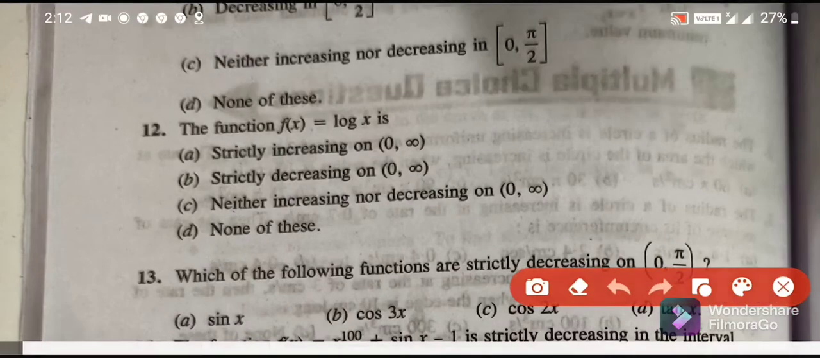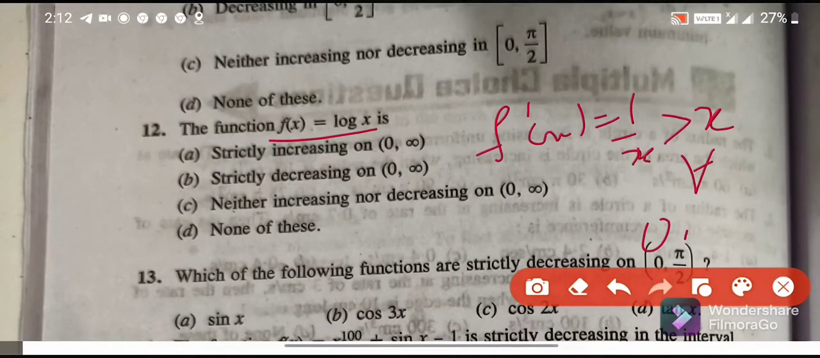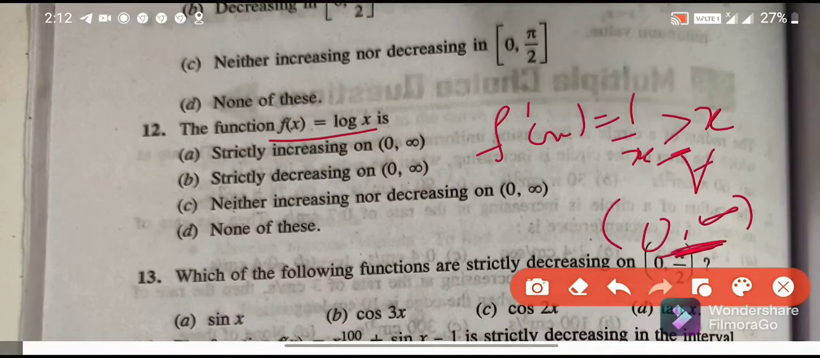Next question number 12. The function f(x) is equal to log x. Again differentiate this function. f dash x is equal to 1 by x. And 1 by x is greater than 0 for every x in 0 to infinity. So it is strictly increasing function for interval 0 to infinity. So answer is A option.